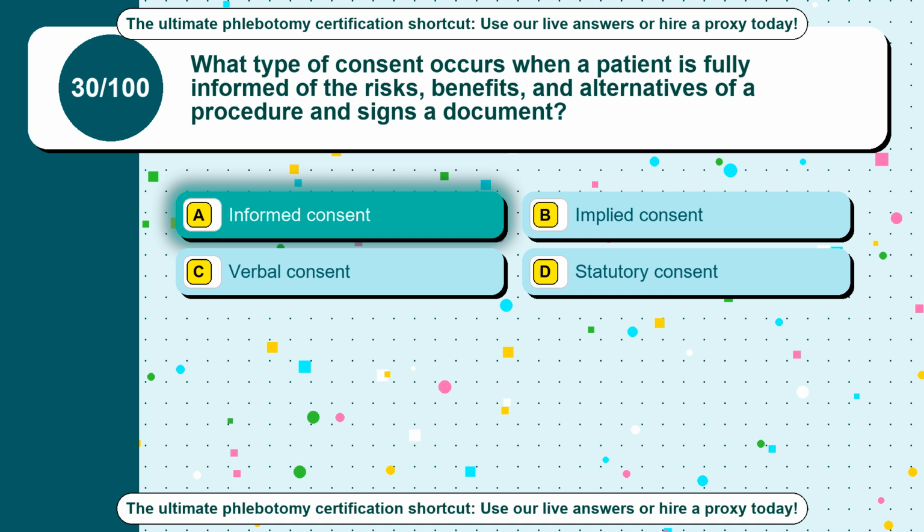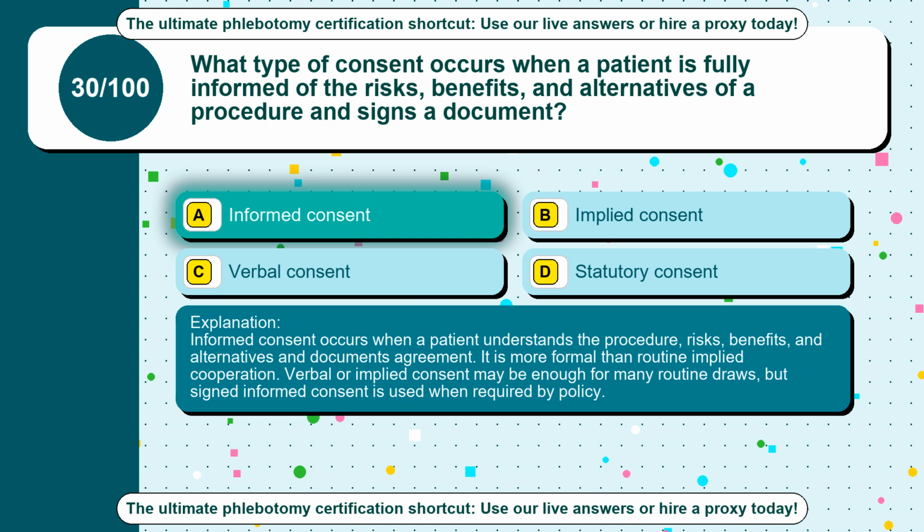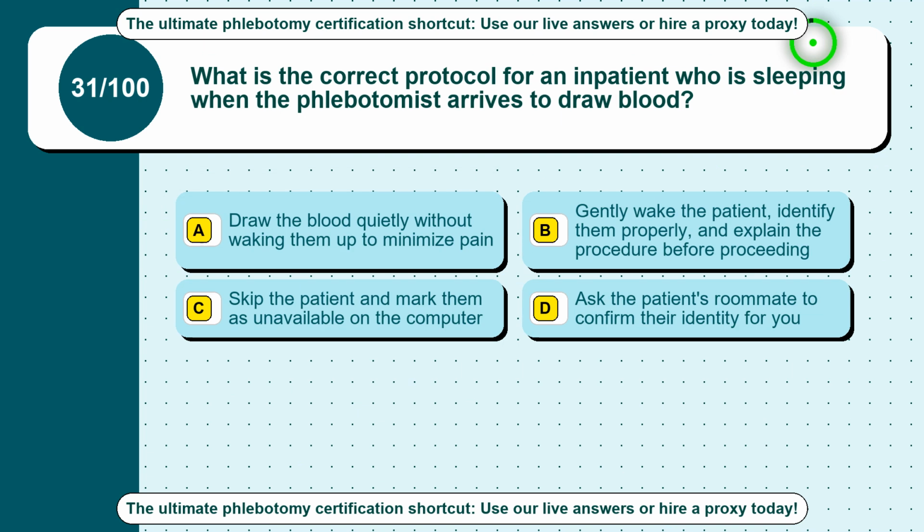Informed consent. Informed consent occurs when a patient understands the procedure, risks, benefits, and alternatives and documents agreement. It is more formal than routine implied cooperation. Verbal or implied consent may be enough for many routine draws, but signed informed consent is used when required by policy.